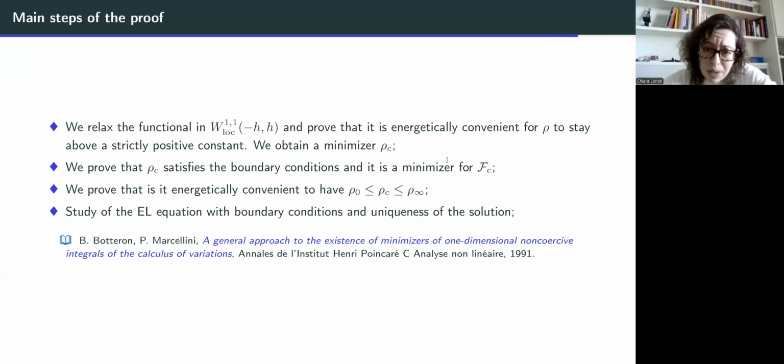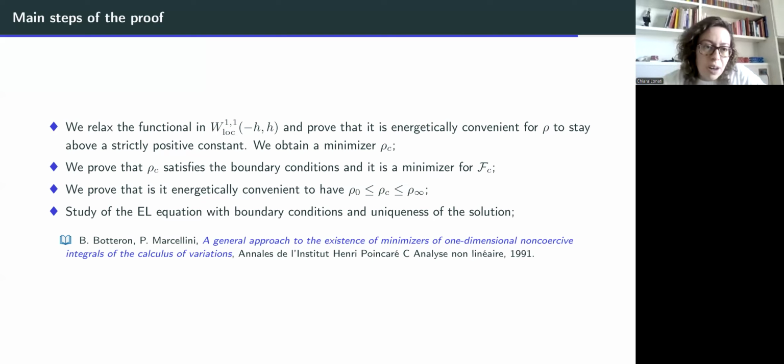Then we prove that this minimizer rho c for the relaxed functional satisfies the boundary conditions. So basically it is not just a minimizer for the relaxed functional, but also for the initial functional. Then we prove that it is convenient, as in the previous case, for the minimizer to stay above the catenary and under the arc of circle, that is rho infinity. And finally, we have a minimizer with its regularity, that is the minimizer for the original, not relaxed, functional, and then one can integrate the Euler-Lagrange equation and carry out all the study, the work about the geometric characterization and the uniqueness of the minimizer.